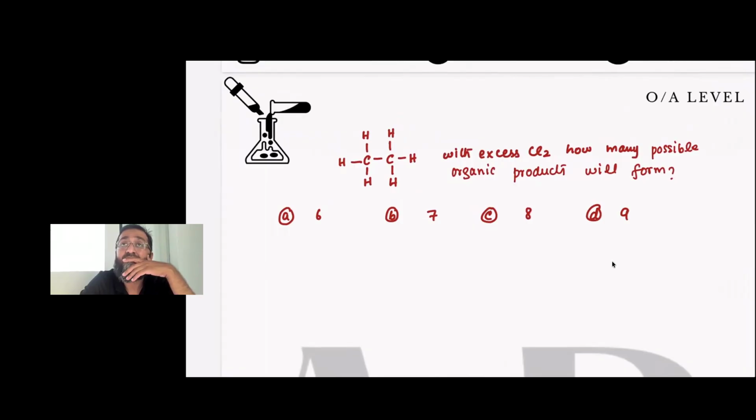8. I'm talking about organic products. 7. Yes, Ahmed. Organic products, it means HCl is not included. HCl is not organic. 7. Yes, Mariam, 7. Okay, so can you explain why do you think that 7 products are formed?